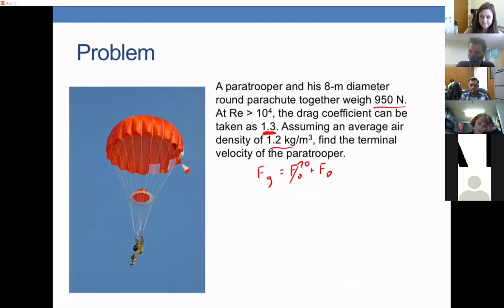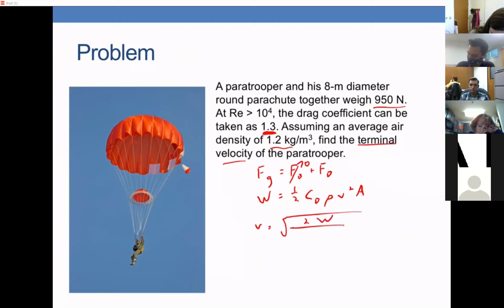What do we do next? Do you plug in 1/2 C rho v squared A for drag force? I'll do that, and I'll just call this weight equals 1/2 C_D rho v squared A. The reason we're plugging this in is because we want to find the terminal velocity, so we want to put in something with the velocity in it. That's how we do that. And now we can solve for the velocity. v equals the square root of 2W over C_D rho A.